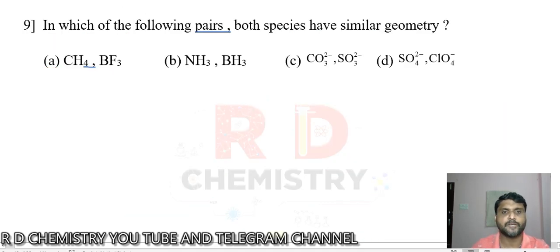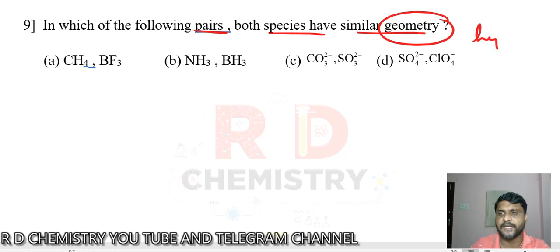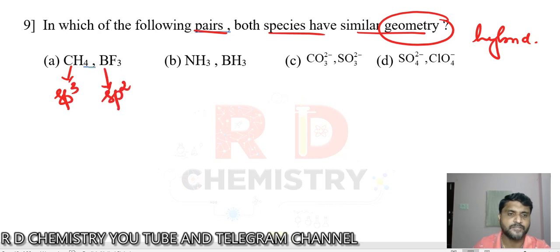Question number 9. In which of the following pairs both species have similar geometry? To have similar geometry, hybridization should be the same. Correct? CH4, you know that is sp3 hybridized. BF3 is sp2 hybridized.